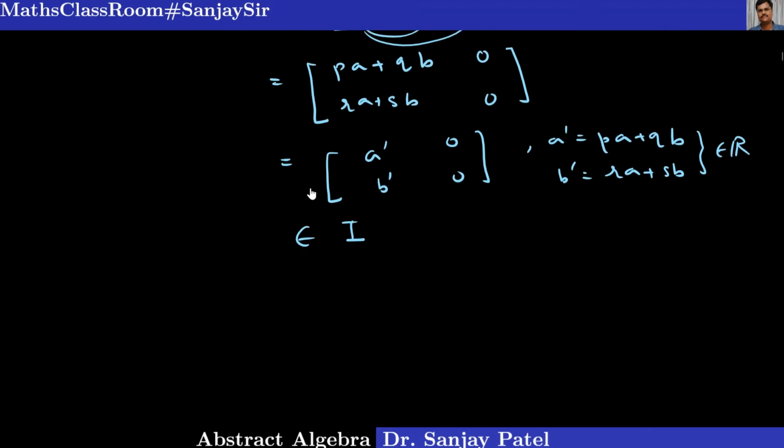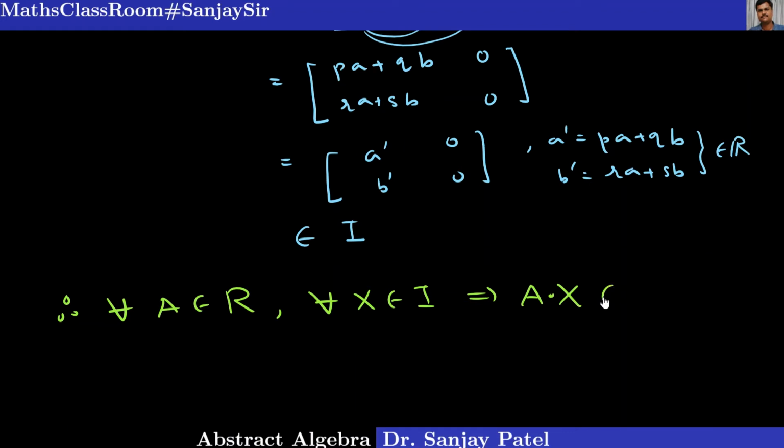So let me rewrite that. Thus, for every A belongs to the ring R and for every X belongs to I, we have proved that A into X belongs to I. Okay, so this is our third condition. So from 1, 2 and 3, it follows that I is a left ideal.